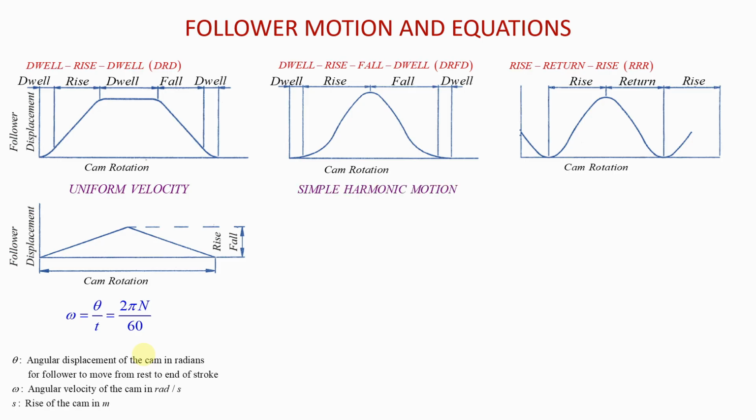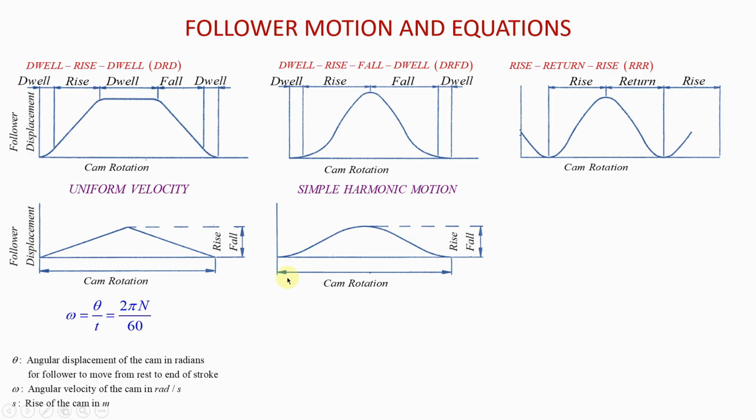Now, you can also have a follower that is describing a simple harmonic motion. And when that is the case, this is what the displacement graph of the follower is going to look like. So you still have the cam's rotation on the x-axis, and here you have the displacement of the follower until it has reached its highest value before it starts falling. And sometimes you have a follower that describes a simple harmonic motion. When you have a simple harmonic motion for the follower, then some equations are also in play.